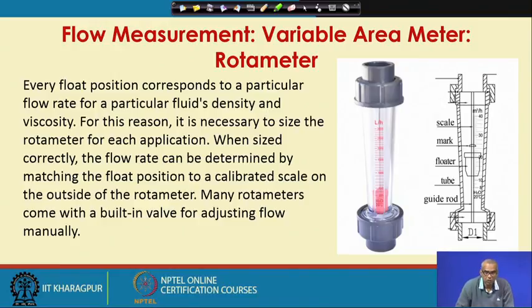Every float position corresponds to a particular flow rate for a particular fluid's density and viscosity. For this reason, it is necessary to size a rotameter for each application. When sized correctly, the flow rate can be determined by matching the float position to a calibrated scale on the outside of the rotameter. Many rotameters come with a built-in valve for adjusting flow manually.